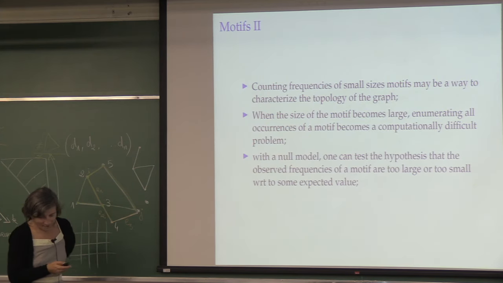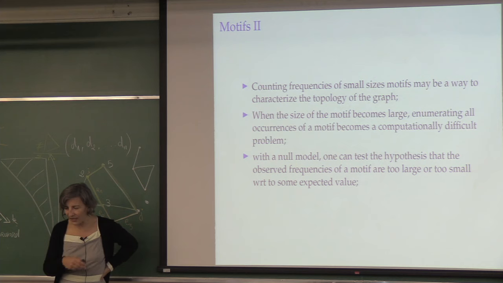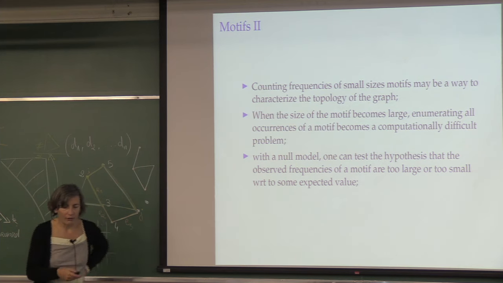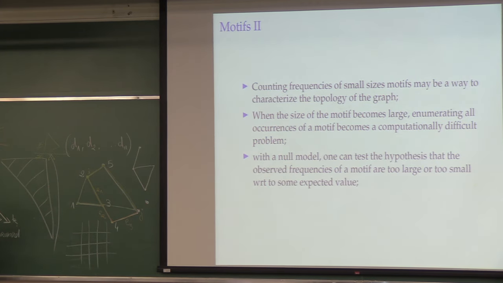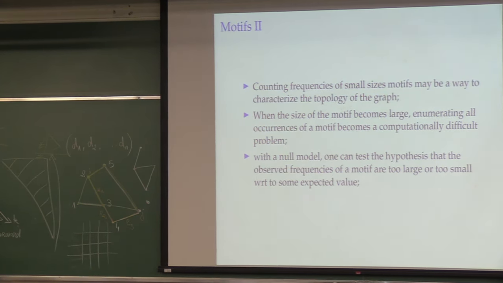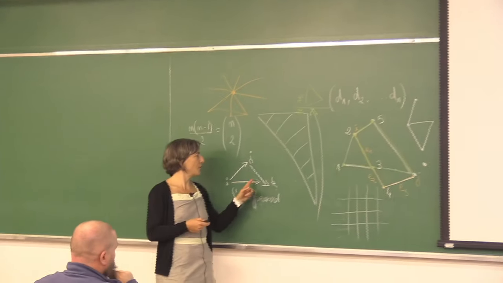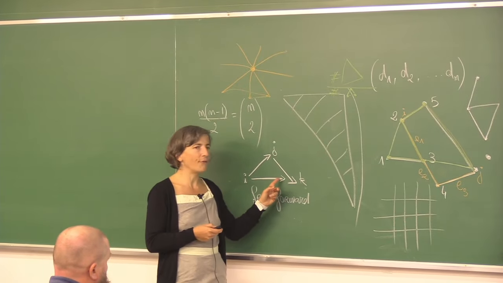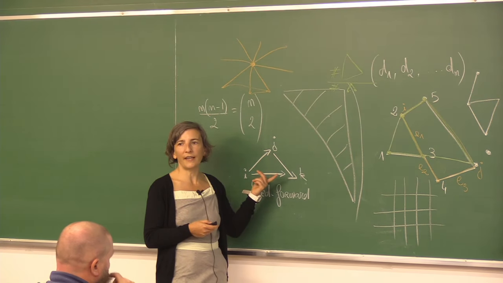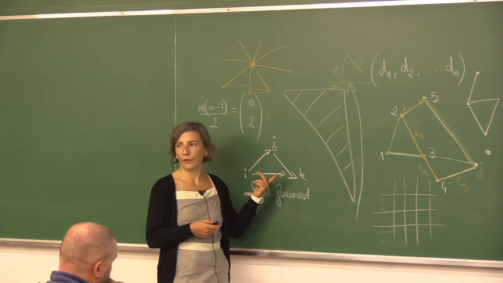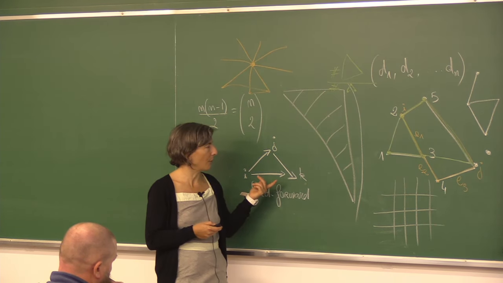Okay, so at some point, after looking at degree distribution, clustering coefficients, etc., people have looked at motifs and they have counted the frequencies of small size motifs. And that's a way to characterize topology. So for instance, in my biological networks, if I have a lot of feed-forward loops, maybe it tells me something about the organization of this network. Okay, so that's what I want to capture.